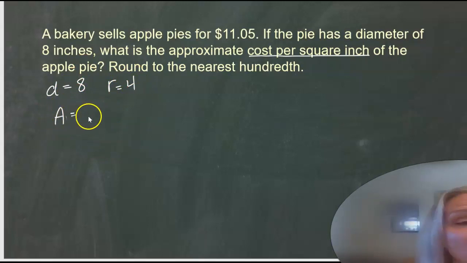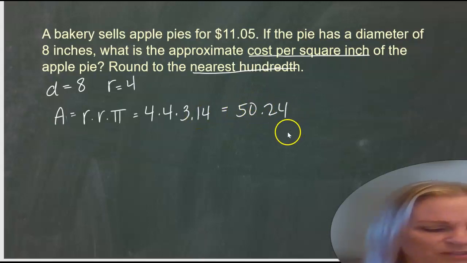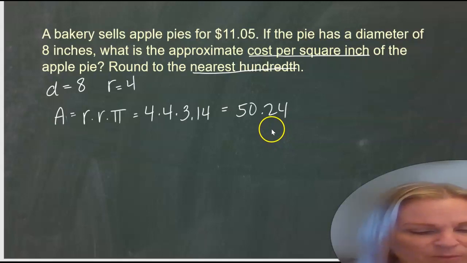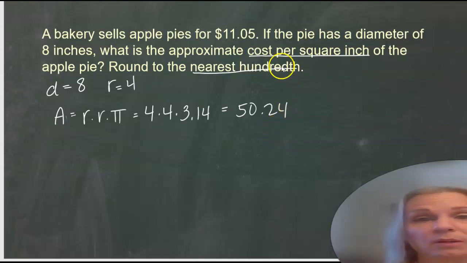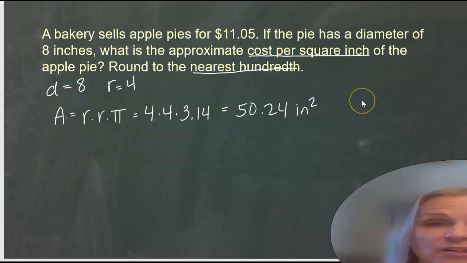So the area is r squared times pi, which is 4 times 4 times, it doesn't say what to use, but it does say round to the nearest hundredth. So I'm going to assume decimal. And I think we did that in the very beginning, right? 16 times 3.14, I think it was 50.24. Let me just double check that. 16 times, yeah, 50.24. So that's the square inches. That's the area of the whole apple pie.